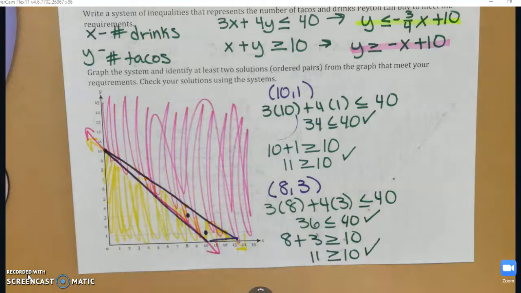The main difference between a system of inequalities and a system of equations is that we have multiple possible solutions. With a system of equations, you only have one solution. With inequalities, we have more than one. And that is it for our notes.